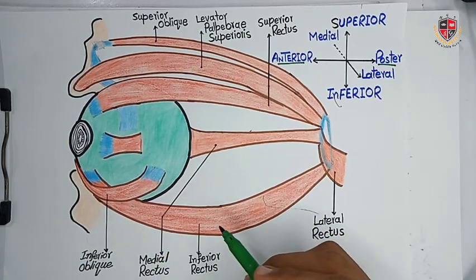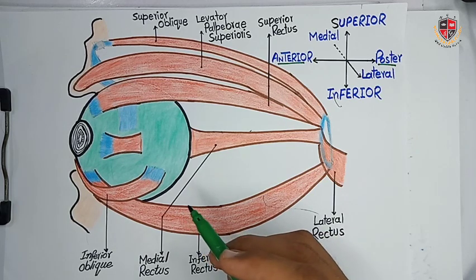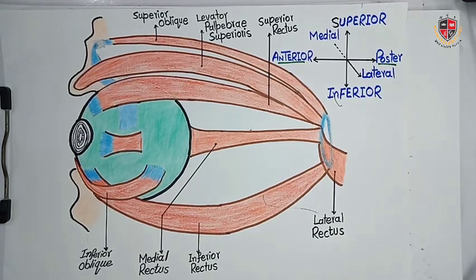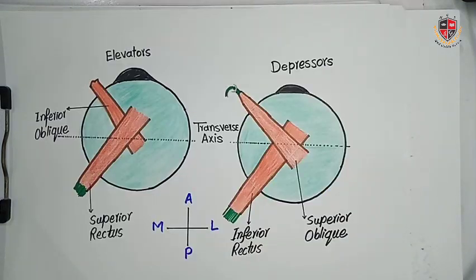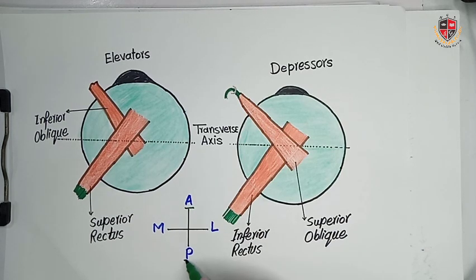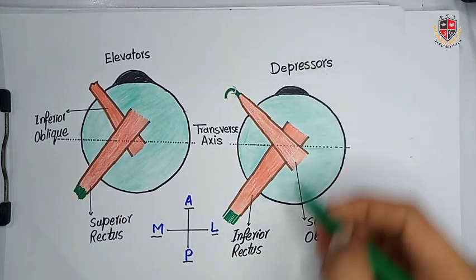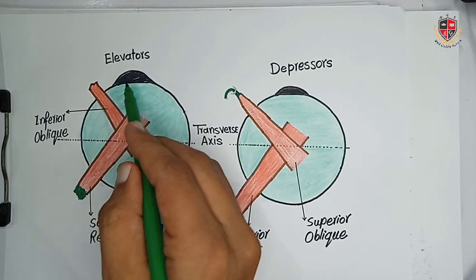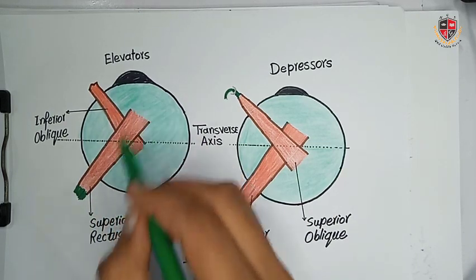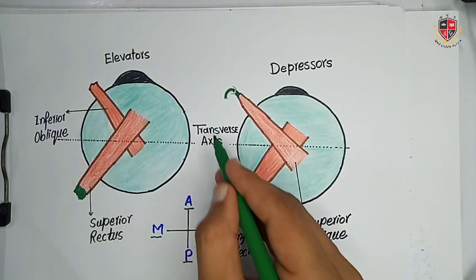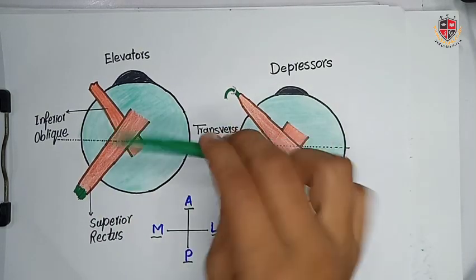Now we see the movement of the eyeball produced by individual extraocular muscles. Again we see the axis. This is anterior, this is posterior, this is lateral, and this is medial. Now first we see the muscles which cause the elevation of the eyeball: the inferior oblique and superior rectus muscle around the transverse axis. This is the transverse axis.